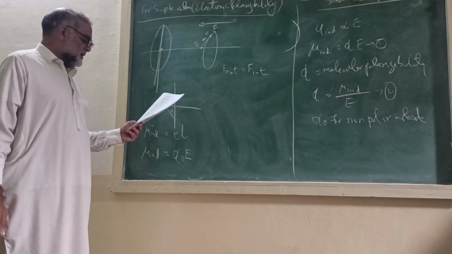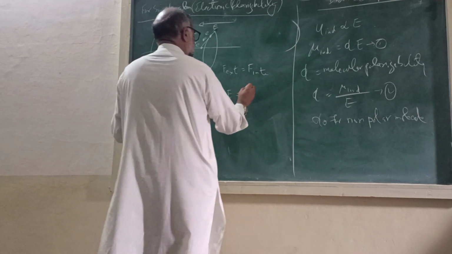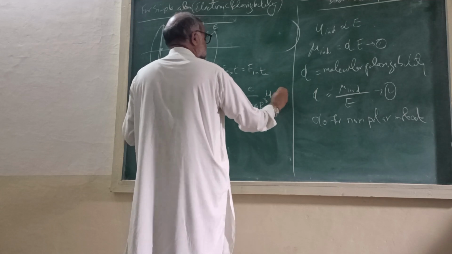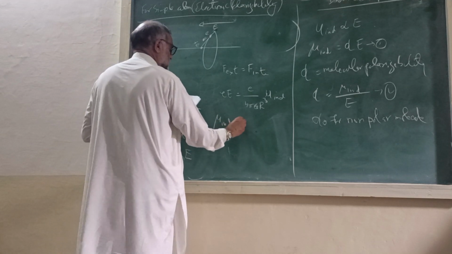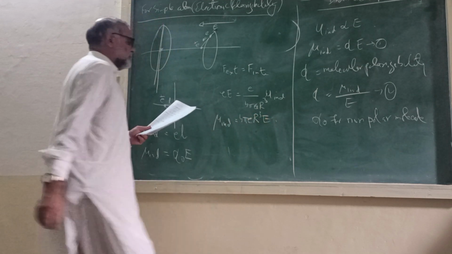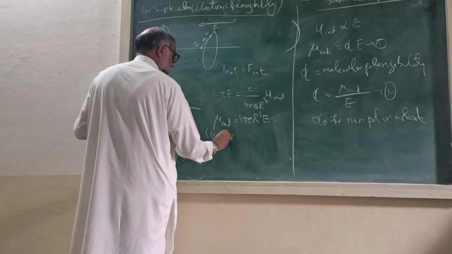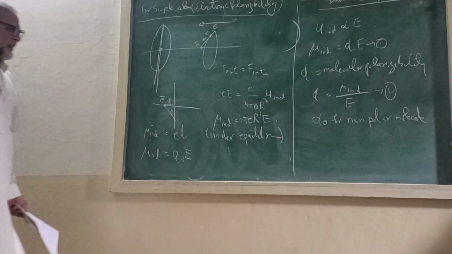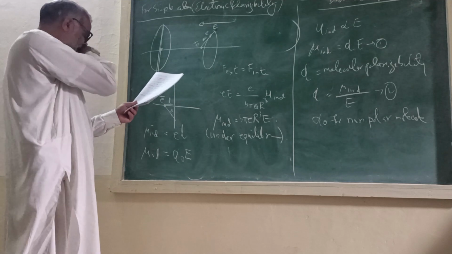From this, E for R cubed as induced, divided by 4 pi epsilon R cubed, and under equilibrium, this is equal to that situation. So it's a super equation.